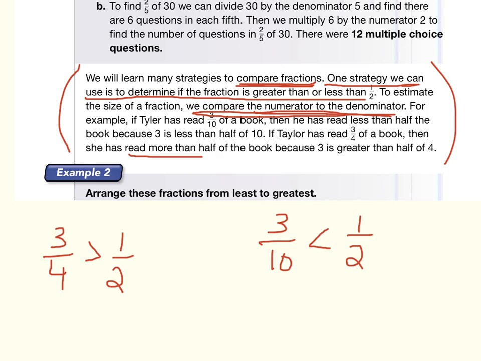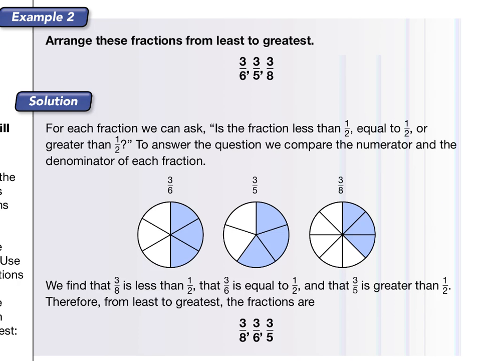So let's look at example 2. Write that down, and it says arrange these fractions from least to greatest. You have 3/6, 3/5, and 3/8. Some of you can do this visually, but in your notes I'd like for you to draw these little pie charts. We're going to draw 3/6, and you know how to do that. Shade in 3 pieces of the pie. Then you have 3/5, and then 3/8. So draw all of these. You might have to pause this.